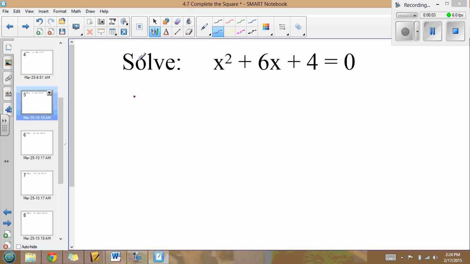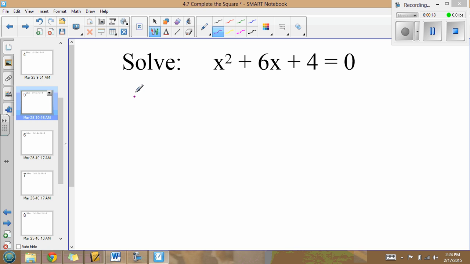Okay, so I forget which slide we left off on exactly yesterday. So I just want to look at the 5th slide. So you should be at the x squared plus 6x plus 4. So if we already did that, that's fine. I just want you to follow along.